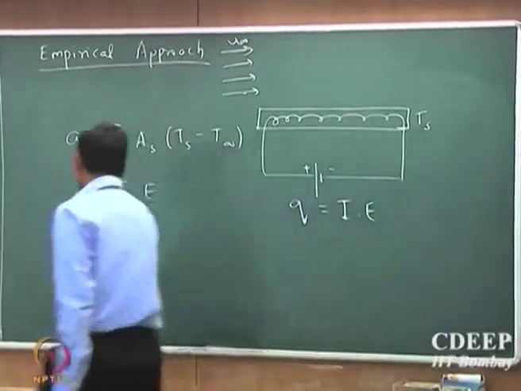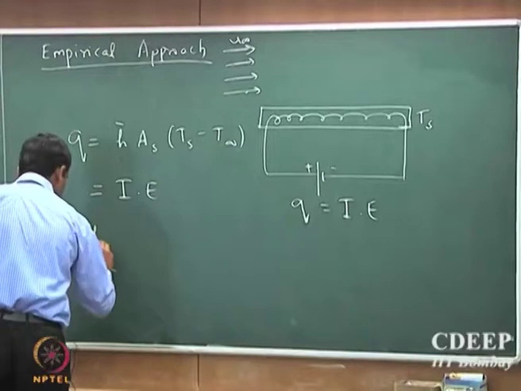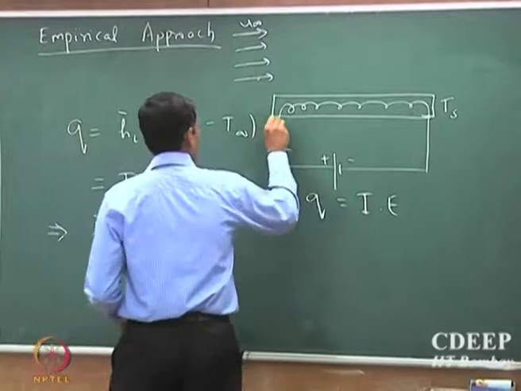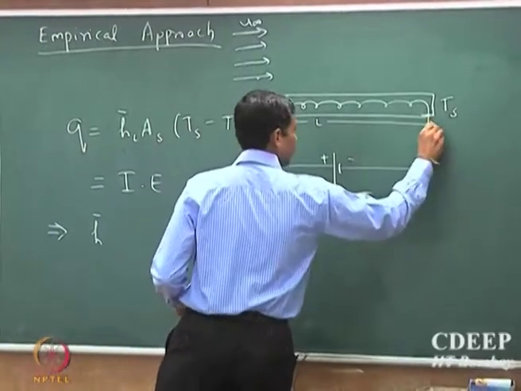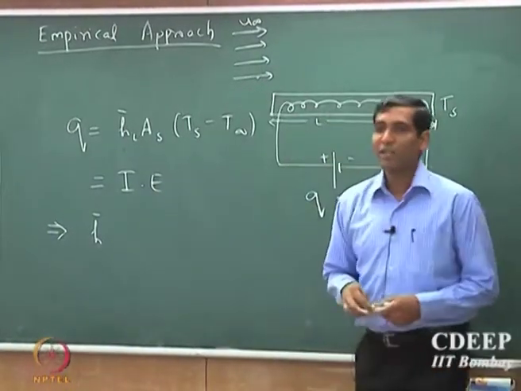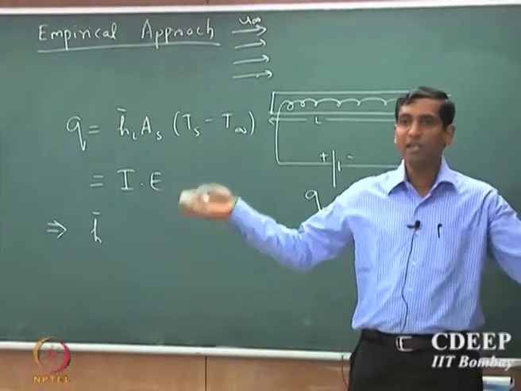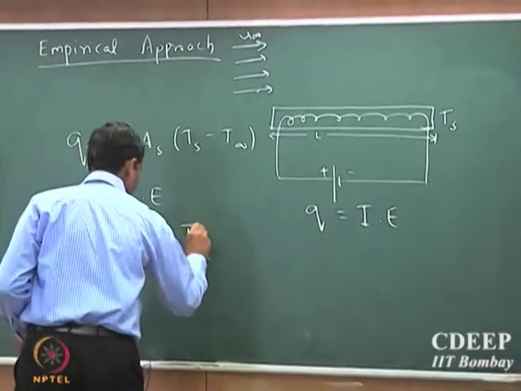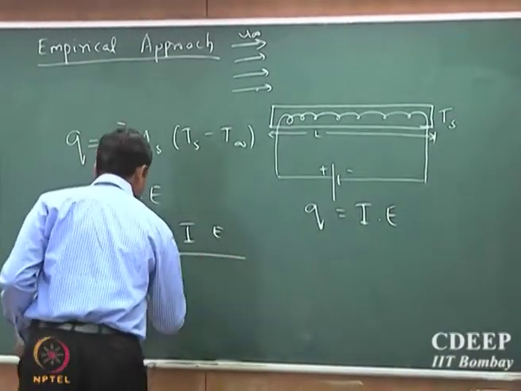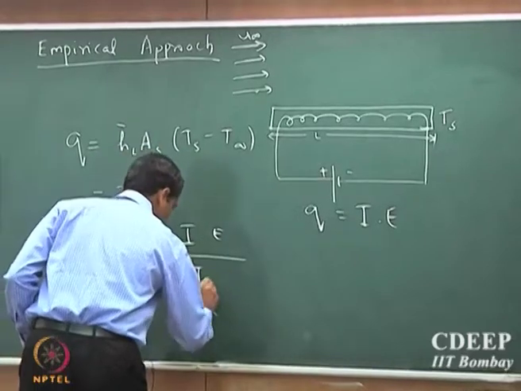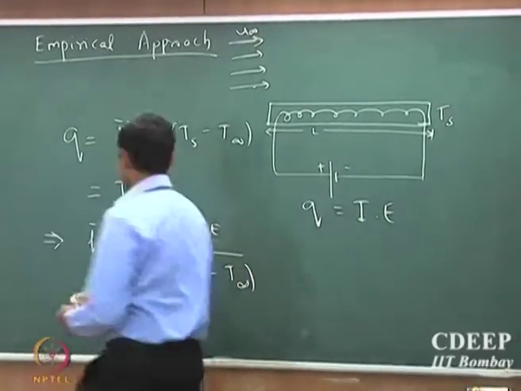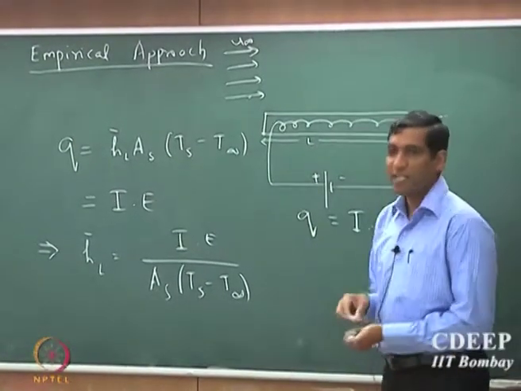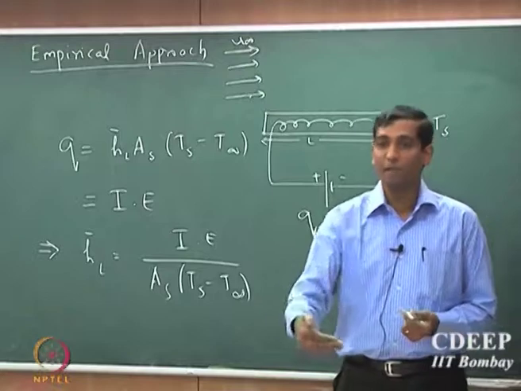So, from here experimentally one could estimate H bar. If I put a subscript L, where L is the length of the plate, so if I say this is the average heat transport coefficient based on the length of the plate, so H_L would be I times E divided by Ts minus T infinity. Fair enough. So, we know how to calculate the heat transport coefficient experimentally.